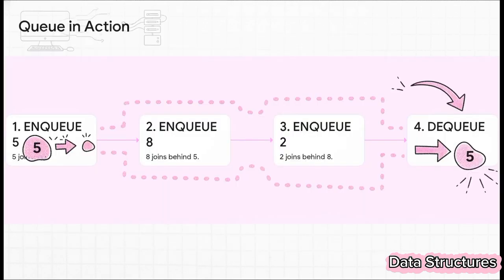So in queue speak, adding an item to the back of the line is called an enqueue. So first, we enqueue the number 5. Then 8 gets in line behind it. Then 2 gets in line behind that. Now, to serve the next item, we dequeue from the front of the line. And who's at the front? The 5, of course, because it was the very first one in.